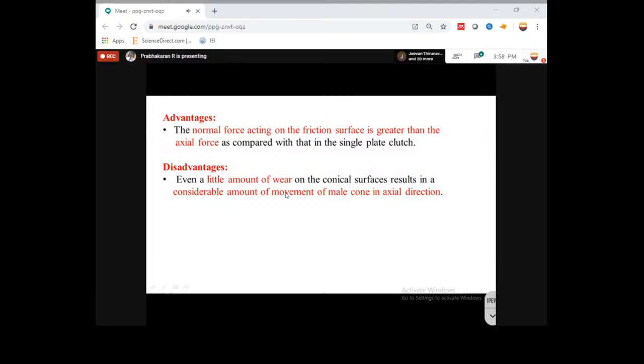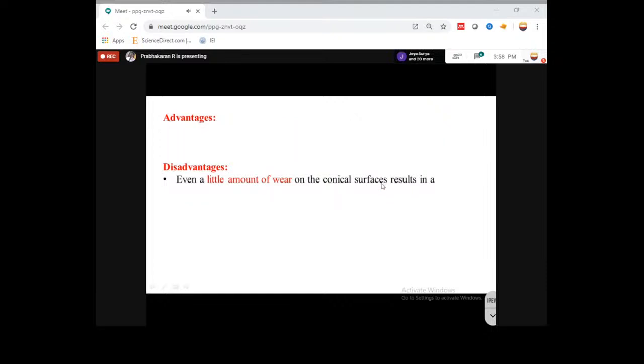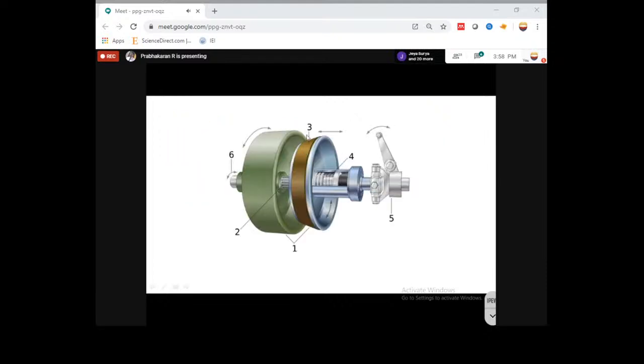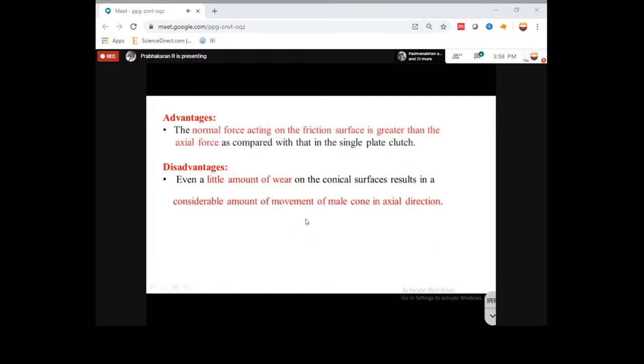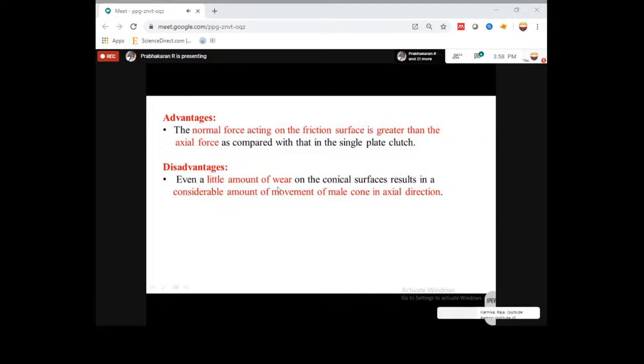Even a little amount of wear on the conical surface means our male part will be moved considerably. That is the very important thing: a little amount of wear causes a considerable amount of movement of the male cone in the axial direction. It will affect our whole calculation, so we want to consider some factors. This is the very important thing for the disadvantages.